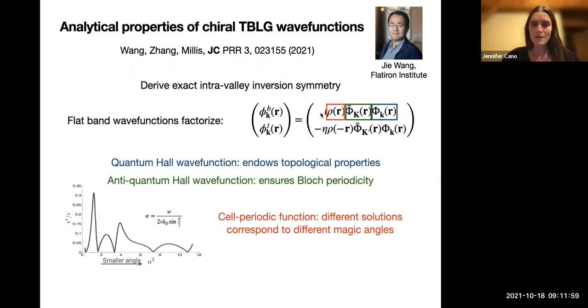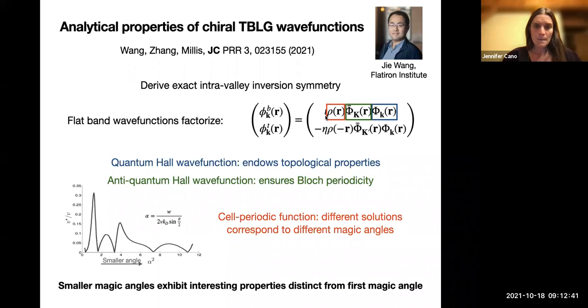The interesting takeaway from this is that, as I said before, there's a series of magic angles, and I actually plotted them down here. This is the first magic angle. It's around 1.1 degrees. And then there's a second magic angle, say around half a degree, and a third magic angle around 0.3 degrees. So there's a series of magic angles where you get flat bands in twisted bilayer graphene. And at all those magic angles, this function rho is different, but these other parts of the flat band wave function are the same. This is the thing that makes the wave functions at the first, second, and third magic angle different from each other.